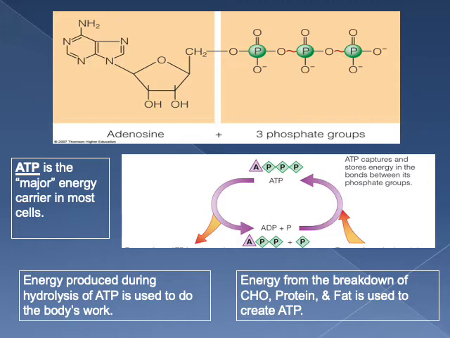And in the bottom illustration, it shows how energy produced during the hydrolysis or the splitting of ATP is used to do the body's work. So ATP is split to be ADP, or adenosine diphosphate, plus a phosphate molecule. And then energy from the breakdown of carbohydrate, protein, and fat can be used to create ATP. So ADP is joined again with a phosphate molecule to make ATP.